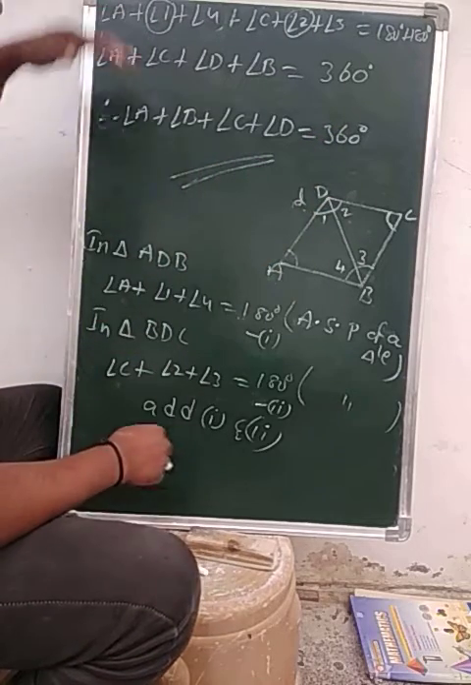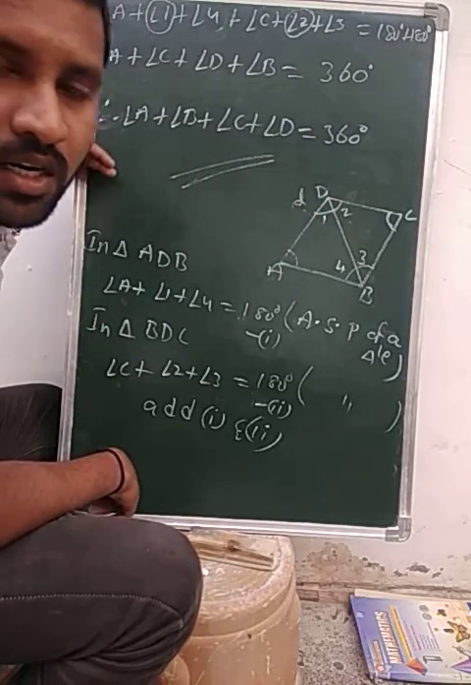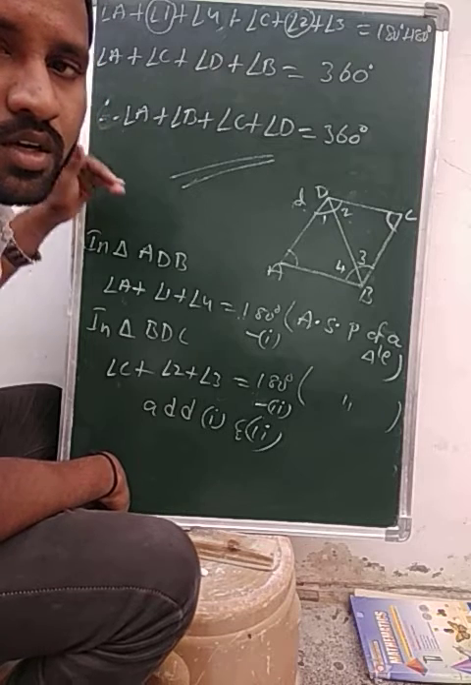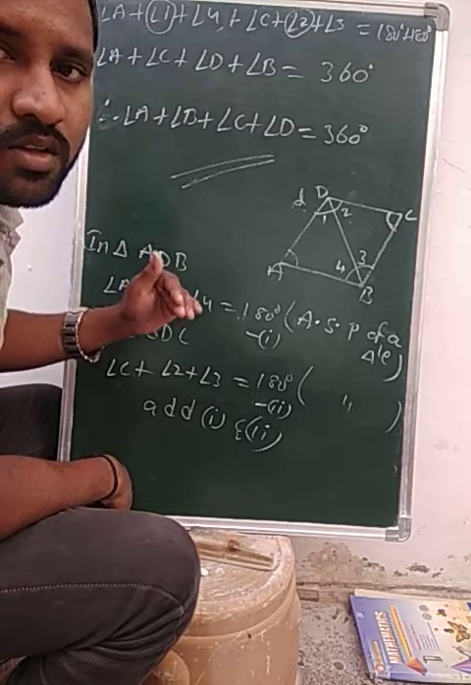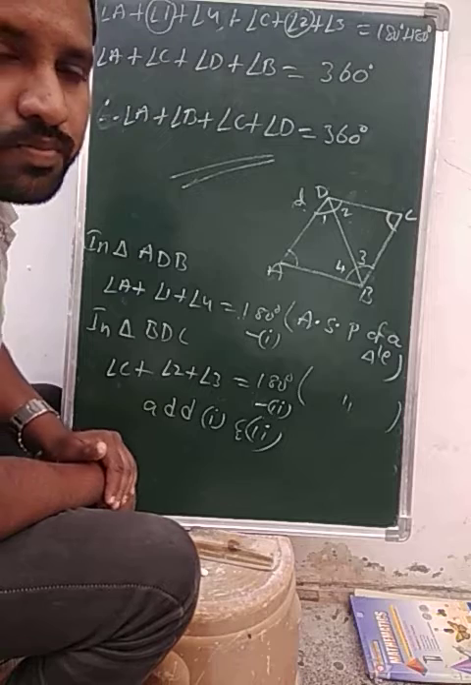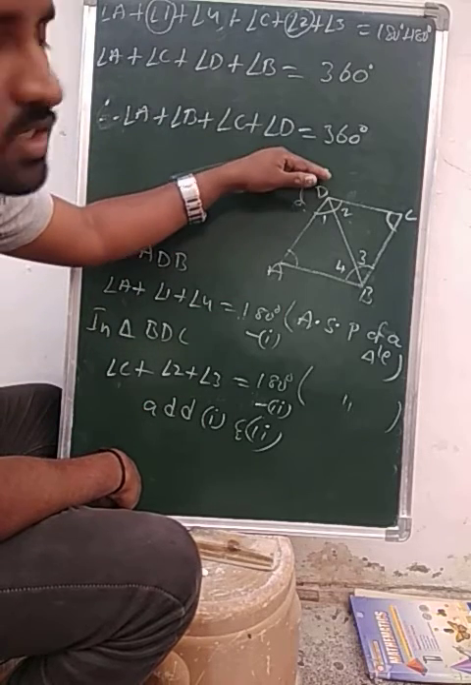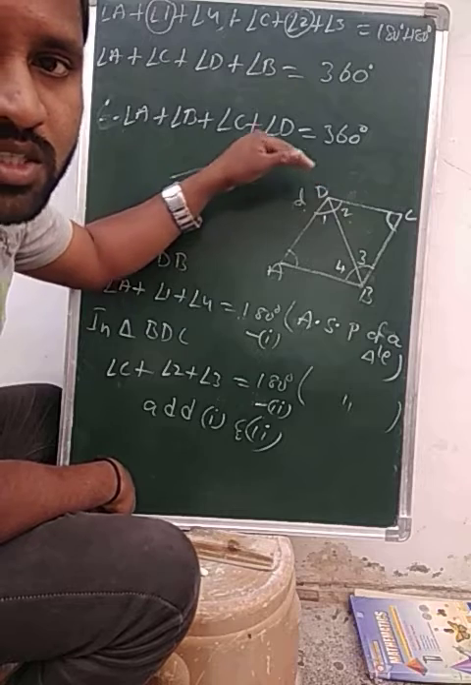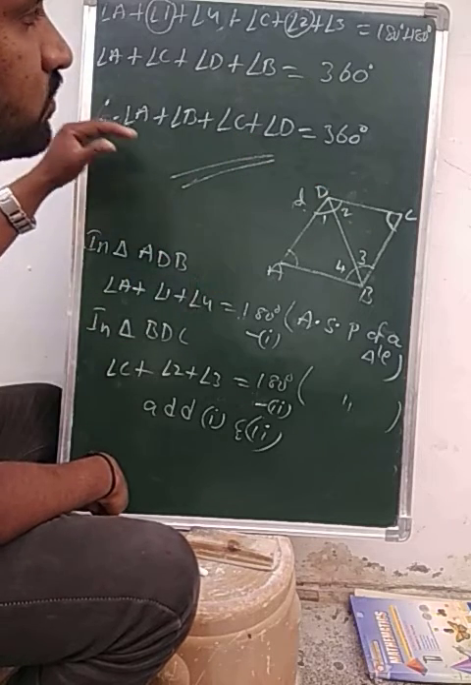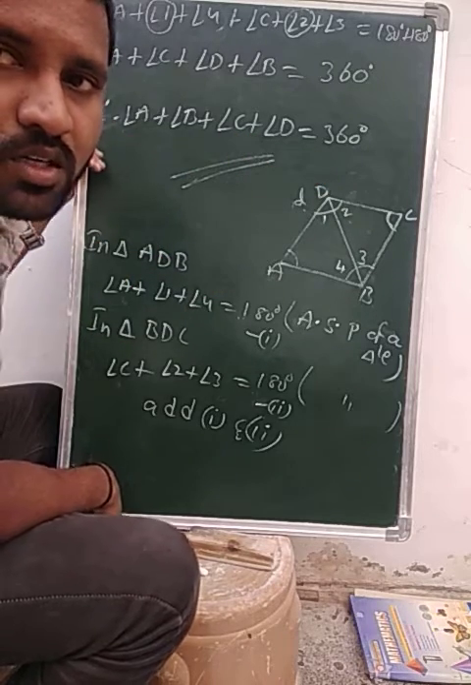So this is the angle sum property of a quadrilateral. The sum of the measures of four angles of a quadrilateral is equal to 360 degrees. Okay, so this is the proof of the angle sum property of a quadrilateral. Thank you.